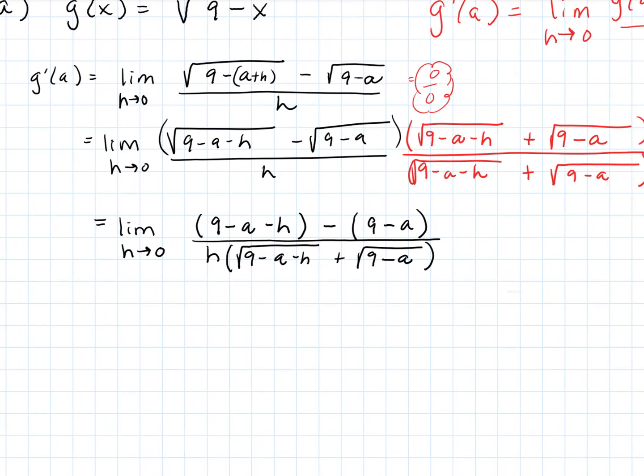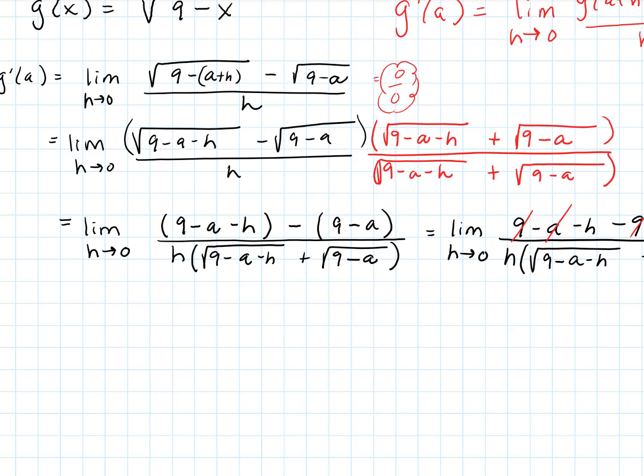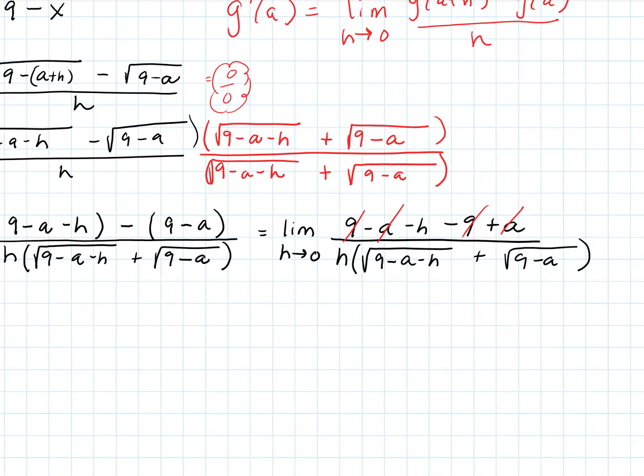All right, so let's see what happens. Now in the top, notice that when we expand and distribute that negative sign, we will get lots of canceling. So the numerator is going to simplify down to simply negative h. Now the denominator, we still have this h times the square root of 9 minus a minus h plus the square root of 9 minus a. And I think I went off the screen, so let's bring that over.